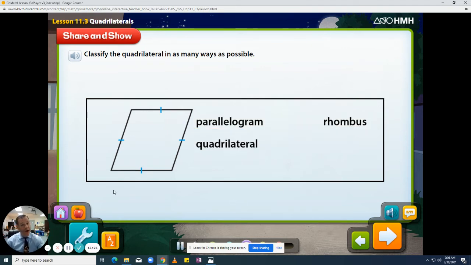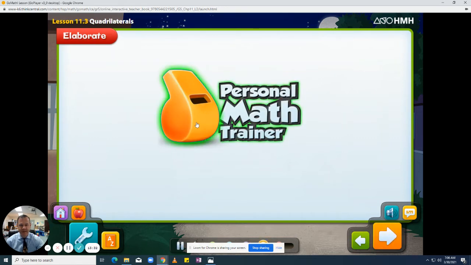Good job. I'm a little rusty. It's been a year since I've done these. A parallelogram, and a rhombus. So if you guys are confused, it's okay. Now let's practice with the personal math trainer.